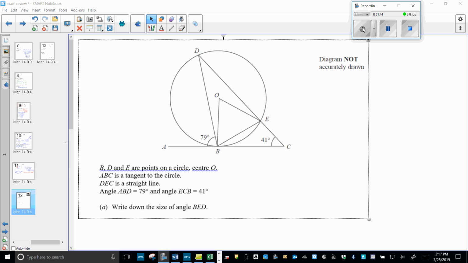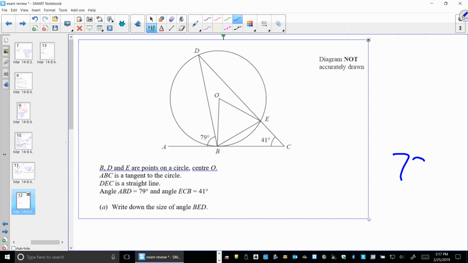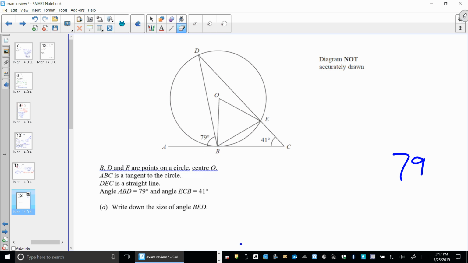Okay, ready? Go. So for A, it's 79 because this is 79. This part is 79, so that means that this is 79 as well. Alternate segment theorem.